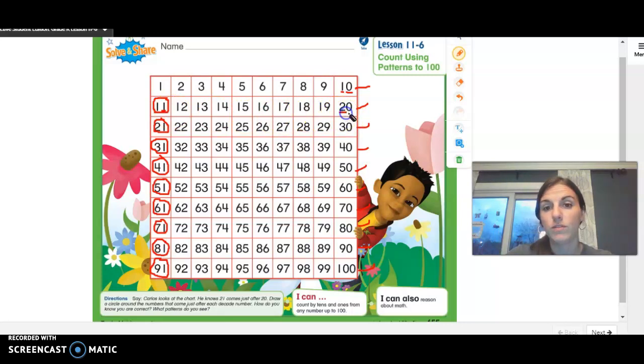So here there's two groups of 10 and 0 ones. There's 0 ones. So 1 more than that would be the 1 ones, right? So we know that's the end of that. Nice job with that.